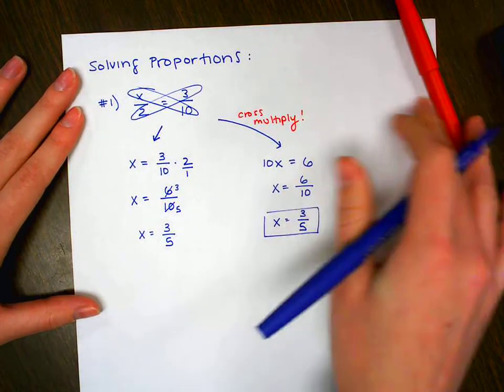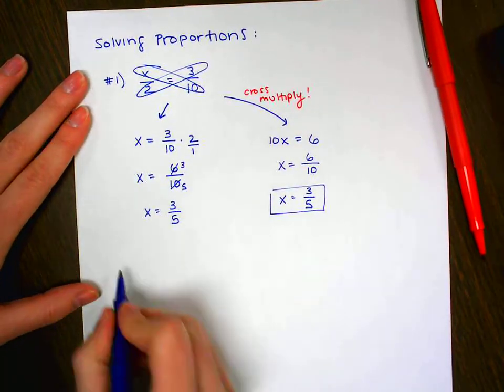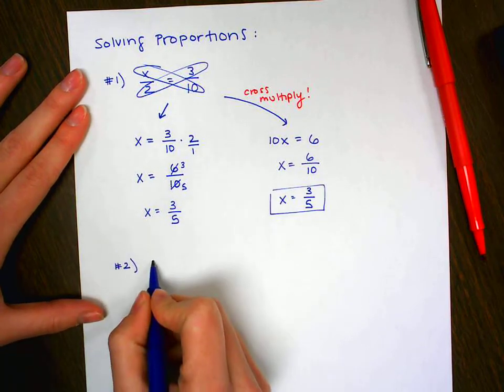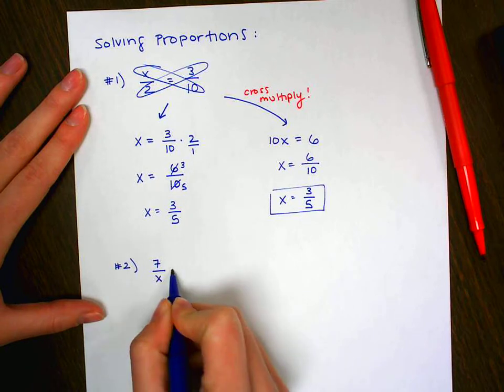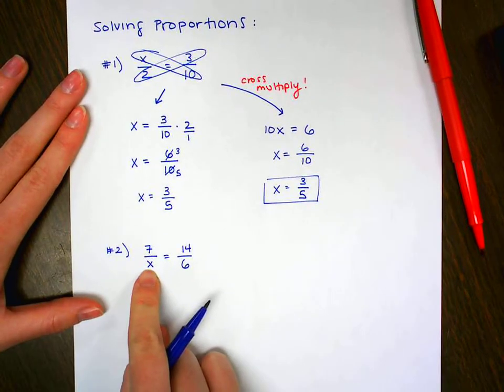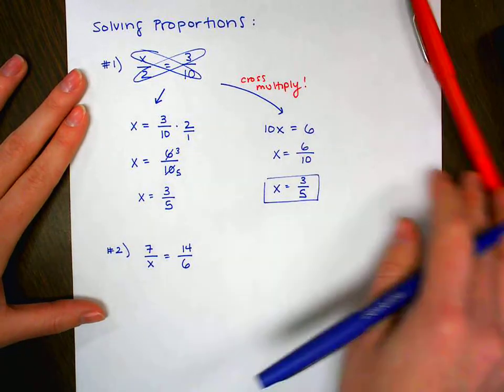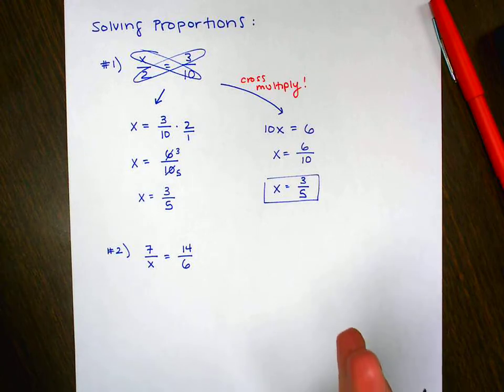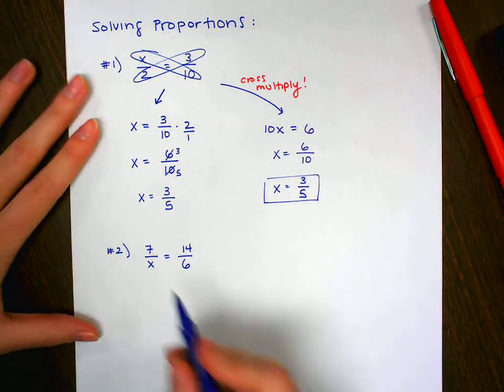So let's see if we can practice cross-multiplying again. Here's another example. Let's do this. Okay. Now in this case, see that x is in the denominator? It's not quite as easy just to divide by 7 to get to x by itself, because I'd still have an x in the denominator. It's a little bit messy. So this is where cross-multiplying is really helpful.